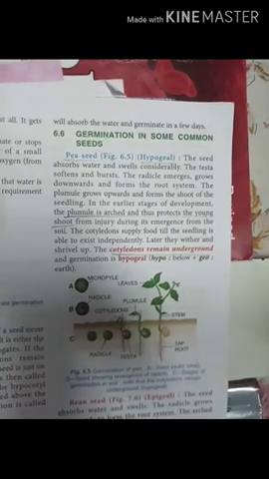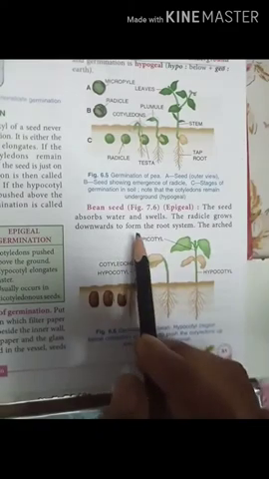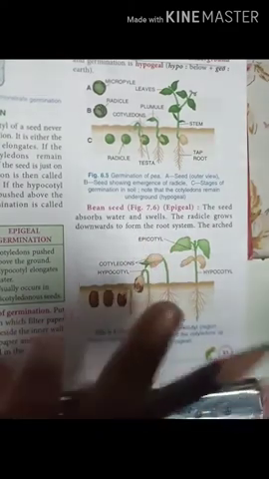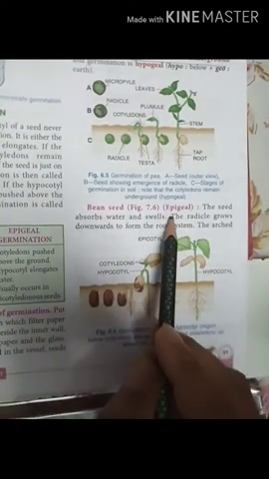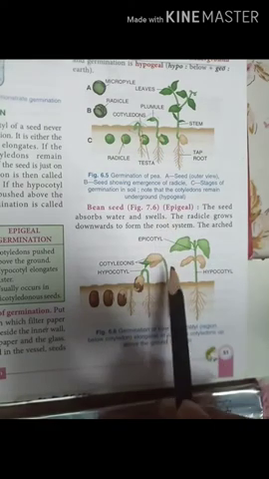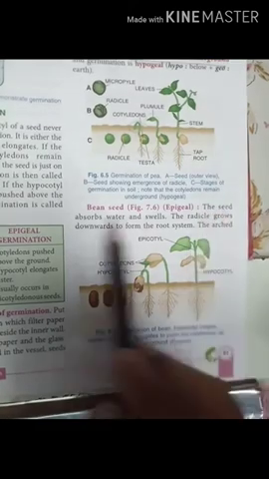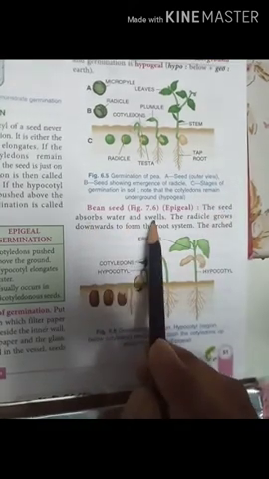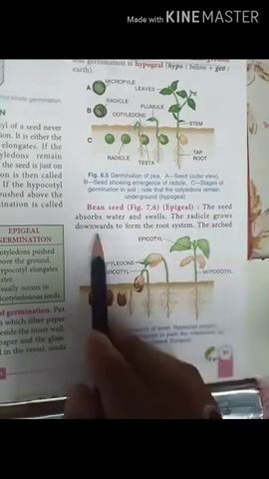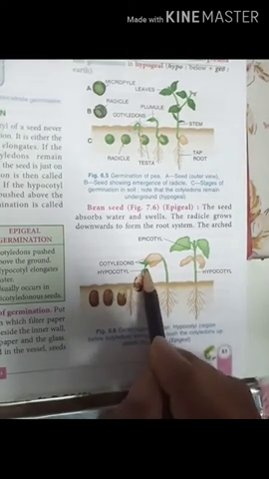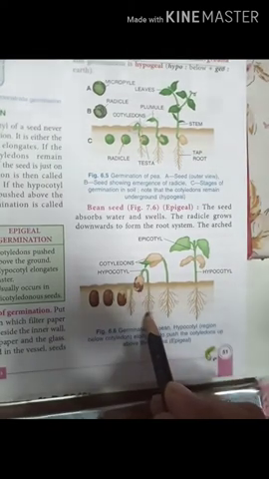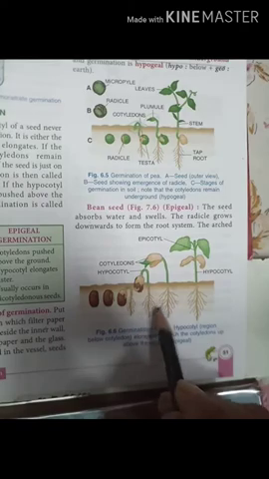Getting all of you? Now come to the epigeal, example bean seed. Once more, in epigeal germination, hypocotyl elongates and cotyledons are pushed above the ground. So see here, the seed absorbs water and swells. The radicle grows downwards and forms the root system.